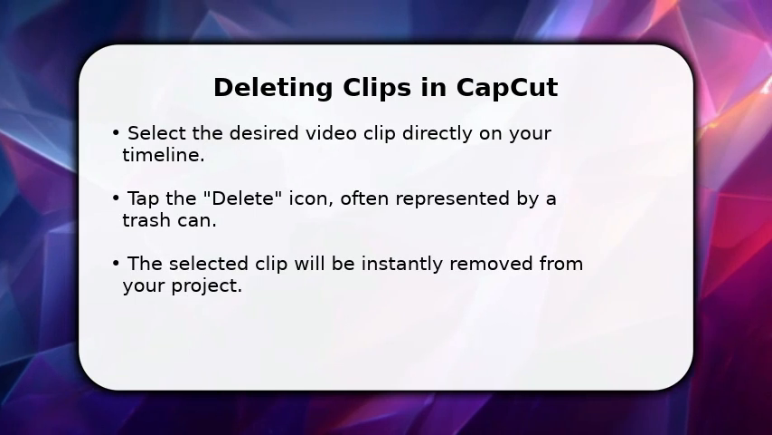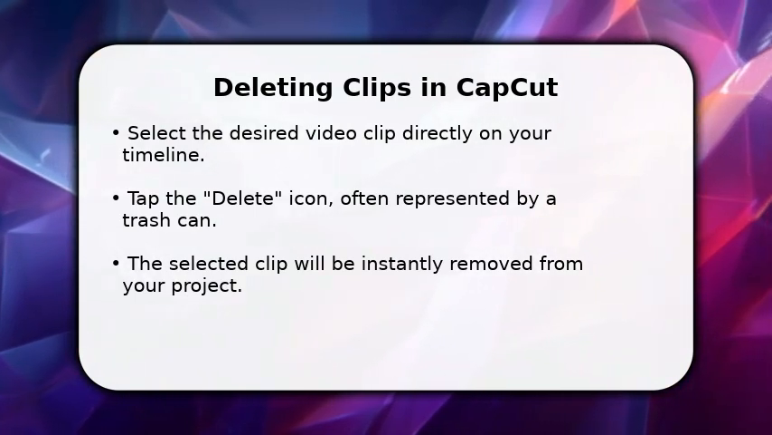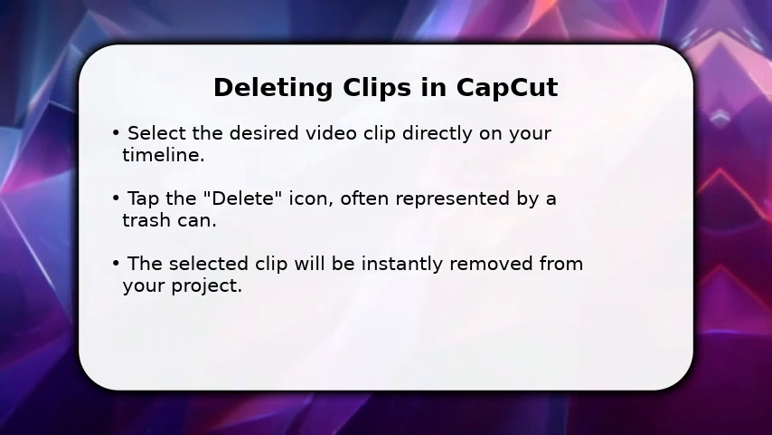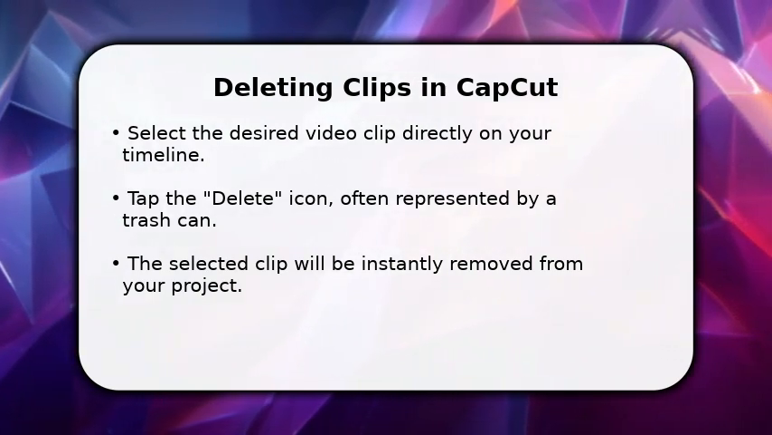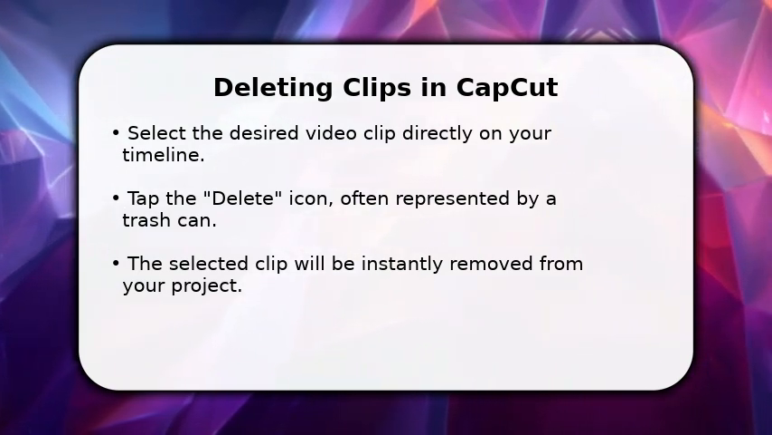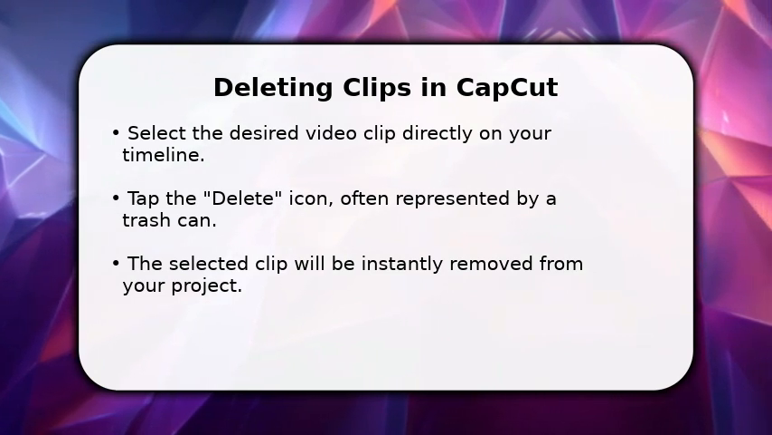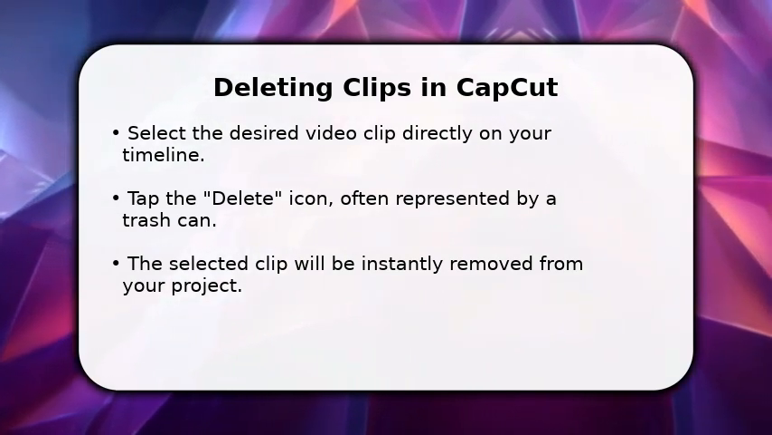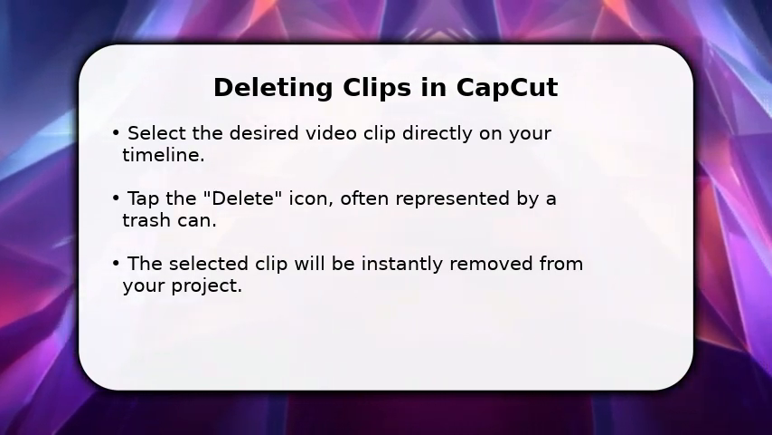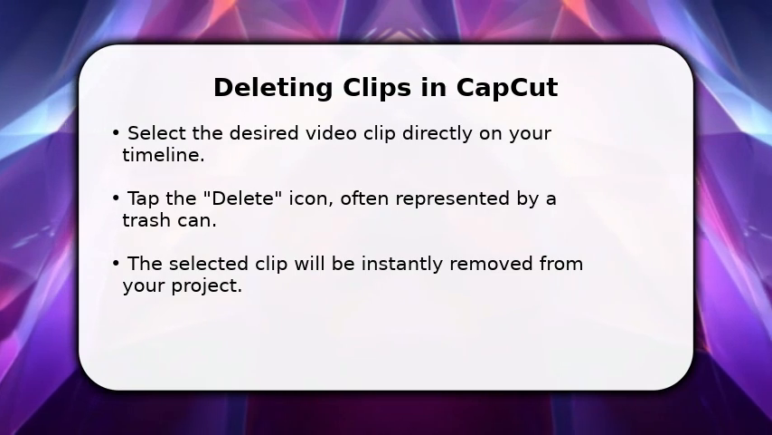In this video, I will explain how to erase video in Capcut. To begin, open your project and locate the video clip you wish to remove on the editing timeline. Simply tap on the clip to select it. You'll see a white border appear around it. Then, look for the Delete button, usually found at the bottom of your screen, and tap it. Your clip will be gone in an instant, making your editing process much smoother.